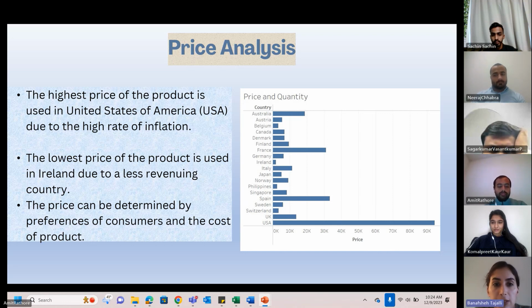In this slide, I want to talk about price analysis. As you see on the graph, the highest price of the product is in the United States of America due to the high rate of inflation. And the lowest price of the product is in Ireland, a lower revenue country. The price can be determined by the performance of consumers and the cost of products.